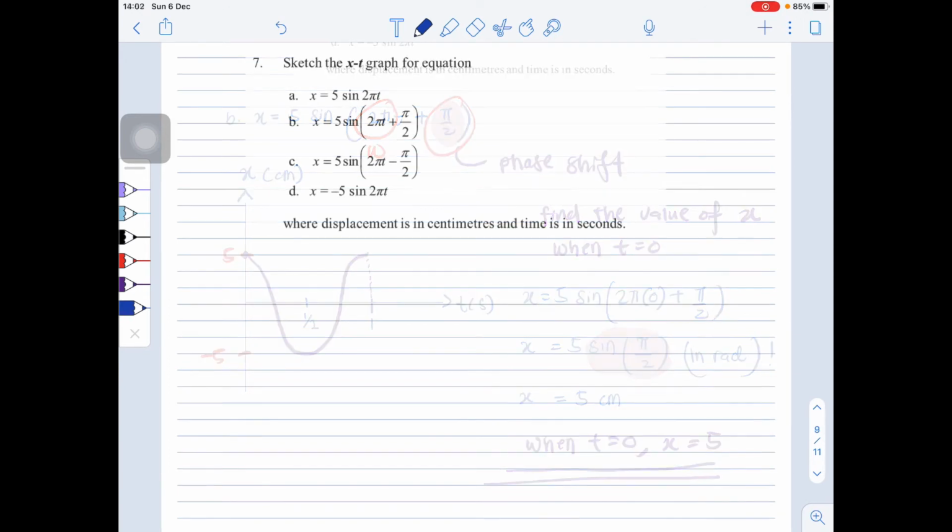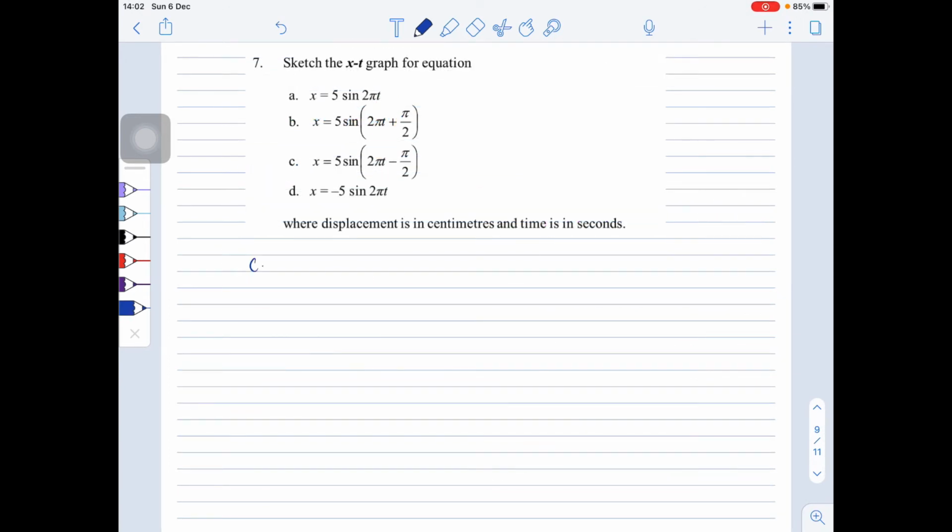So next one is question C. Okay, x is equal to 5 sine (2 pi t minus pi/2). Okay, so this equation actually lebih kurang sama dengan question B. It's just that dekat sini dia adalah negative. So question B tadi sini adalah positive.